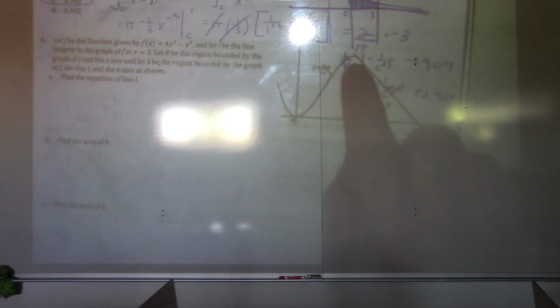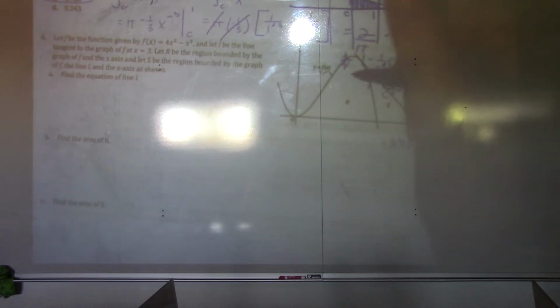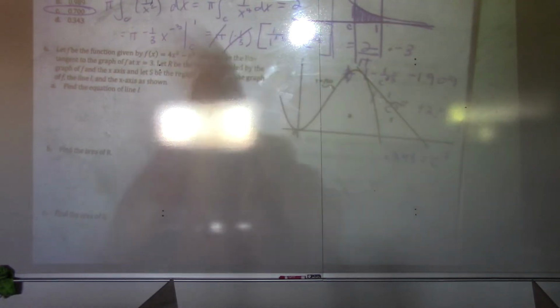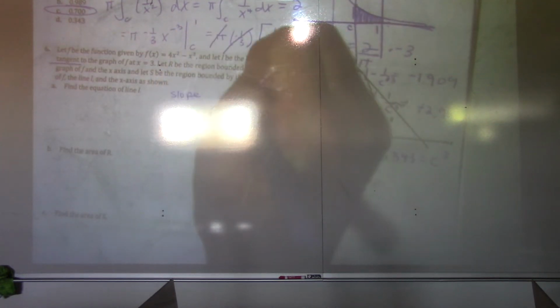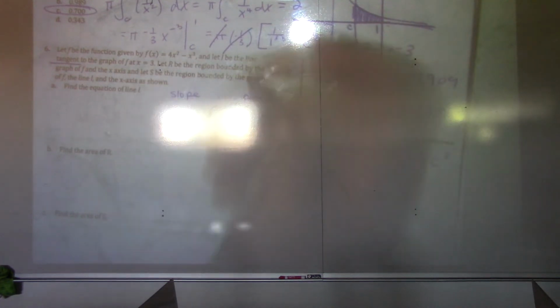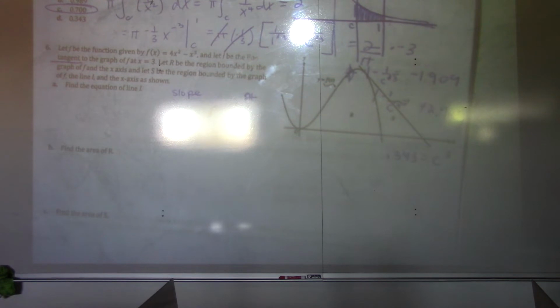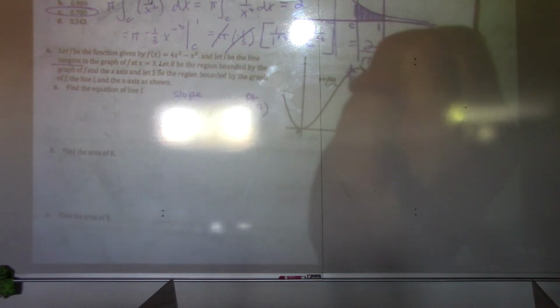Anyway, f is the function, this right here, 4x squared minus x cubed. L is the line tangent to the graph at x equals 3. I first want to find the equation of the line. For the equation of a tangent line, you need a point and you need a slope. My point, I know x is 3, so let's plug in 4 times 3 squared minus 3 cubed. The point is 3, 9. So this point right here is 3, 9.